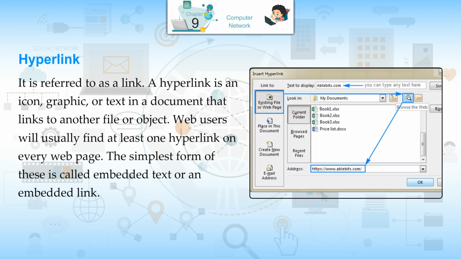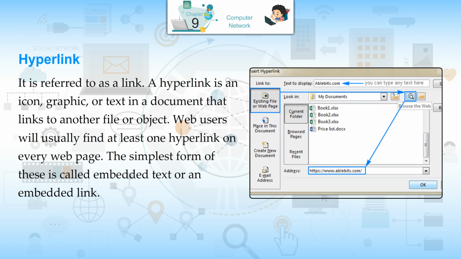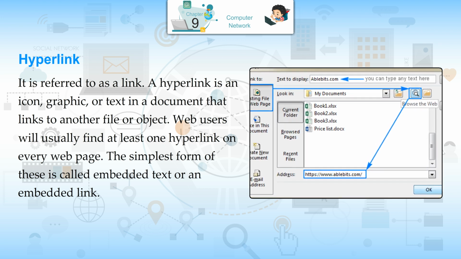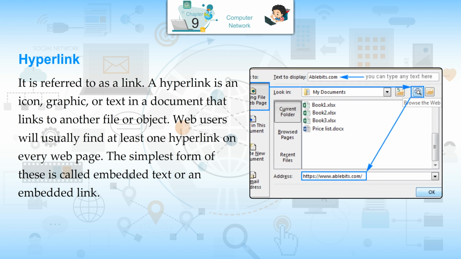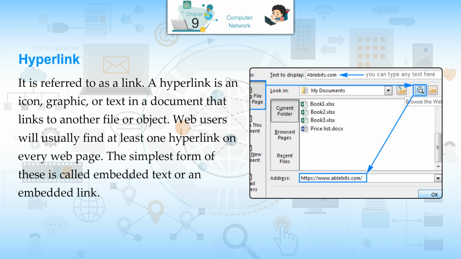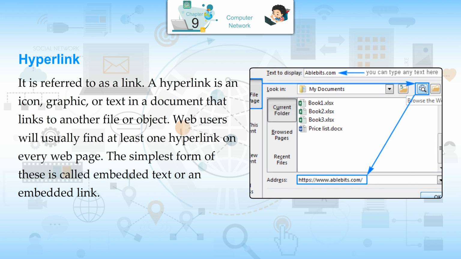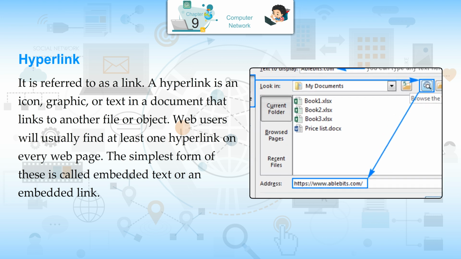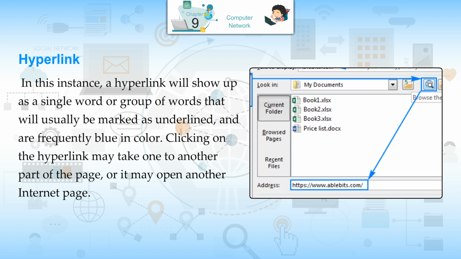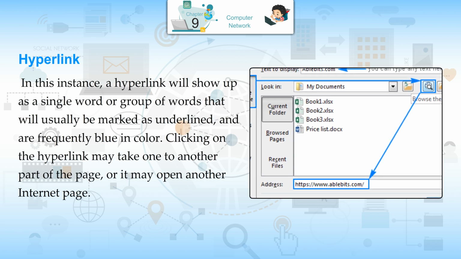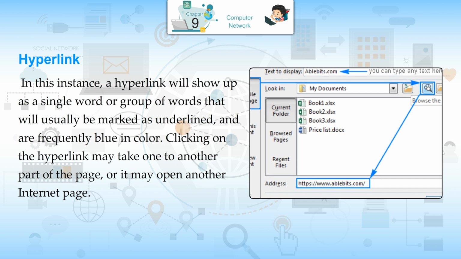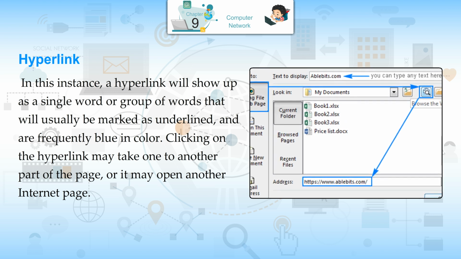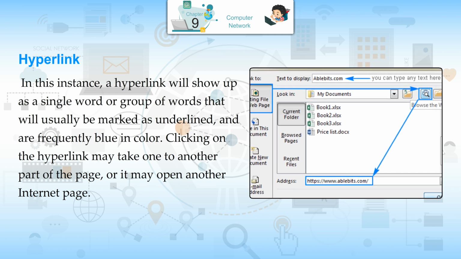Hyperlink. It is also referred to as a link. A hyperlink is an icon, graphic, or text in a document that links to another file or object. Web users will usually find at least one hyperlink on every web page. The simplest form of these is called embedded text or an embedded link. In this instance, a hyperlink will show up as a single word or group of words that will usually be marked as underlined and are frequently blue in color.